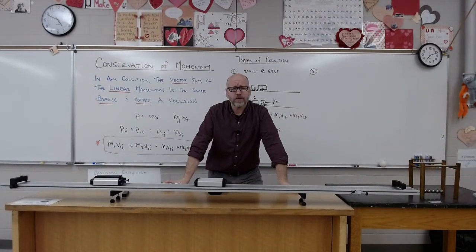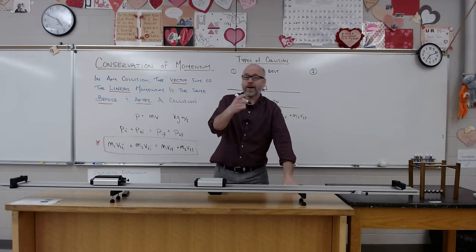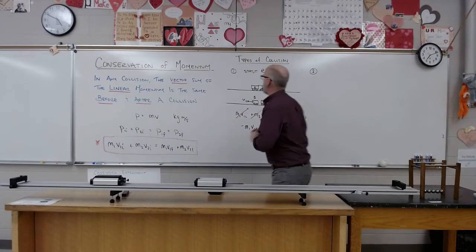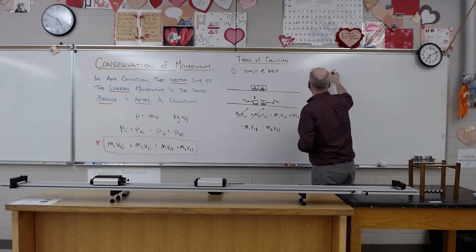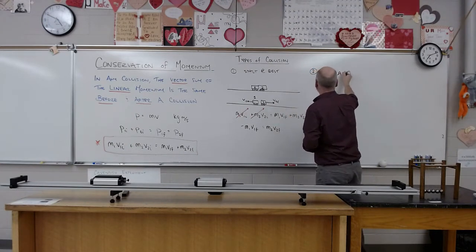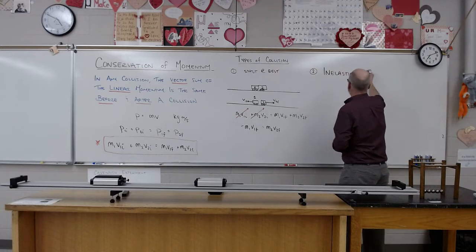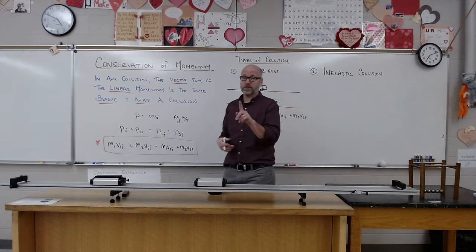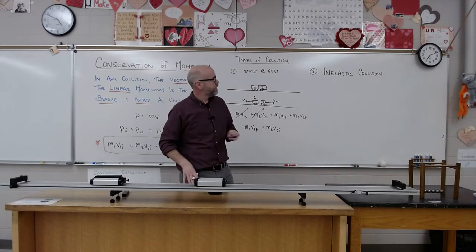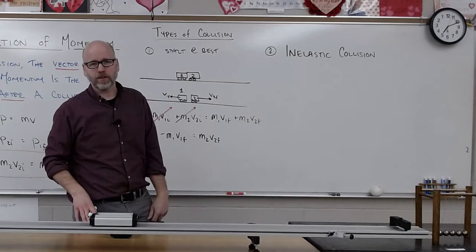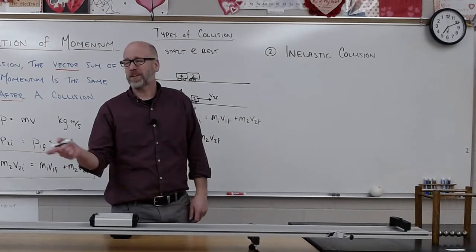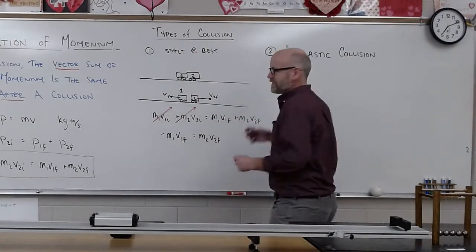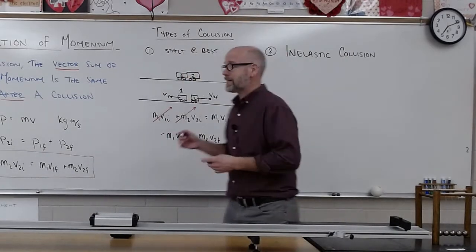So what's the second type of collision? That's a good question. This is a type of collision that we call an inelastic collision. And yes, I pronounce that funny because I don't want you to get it confused with another type of collision that we'll talk about in just a moment. But in an inelastic collision, momentum is always conserved, but the kinetic energy is lost. That is the definition of an inelastic collision.